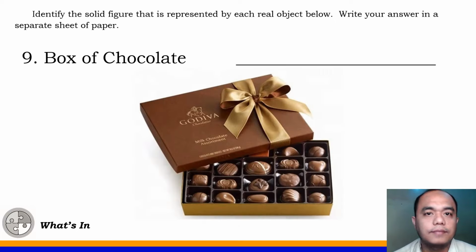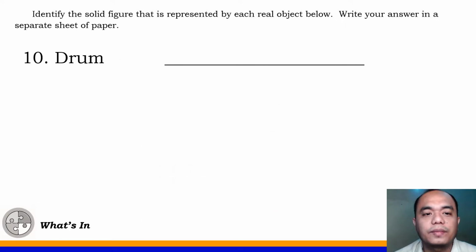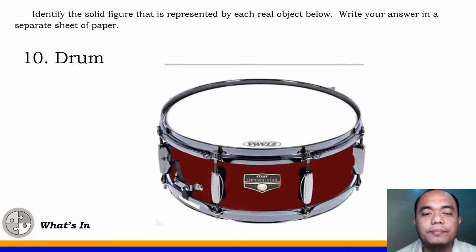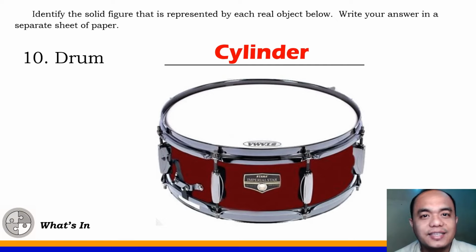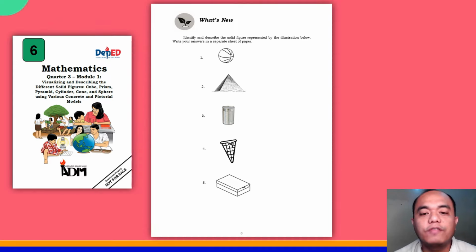Next. Number 9, box of chocolate. What figure is the box of chocolate? Yes, this is a rectangular prism. And the last number is drum. What shape is the drum? Yes, drum is a cylinder. What is your score? I know you've got a very good score on this activity. This time, let us proceed to the what's new part of the module.